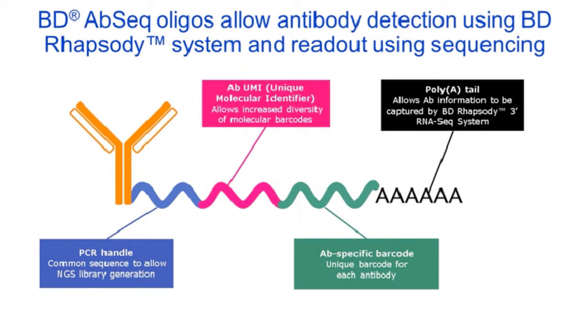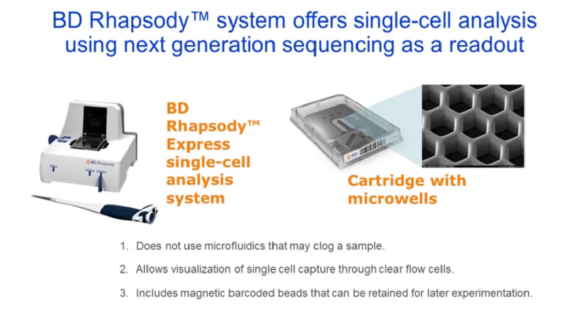That's effectively allowing this antibody to be interpreted as a sort of mRNA molecule. And in that way, this will be treated as if it was an mRNA molecule coming from inside the cell. After we stain the surface of the cells with antibodies, as I mentioned before, those cells are captured into a BD Rhapsody system.